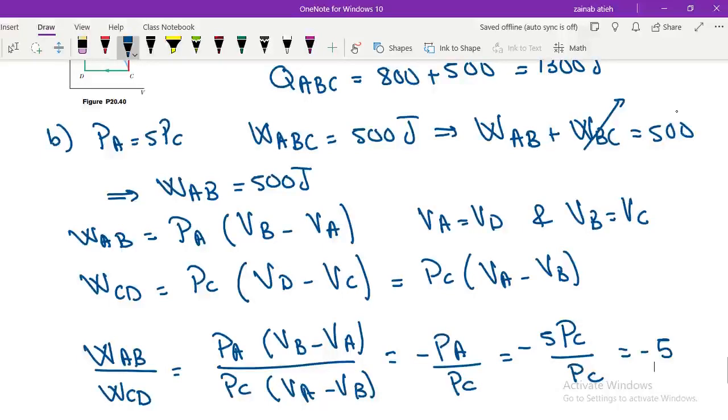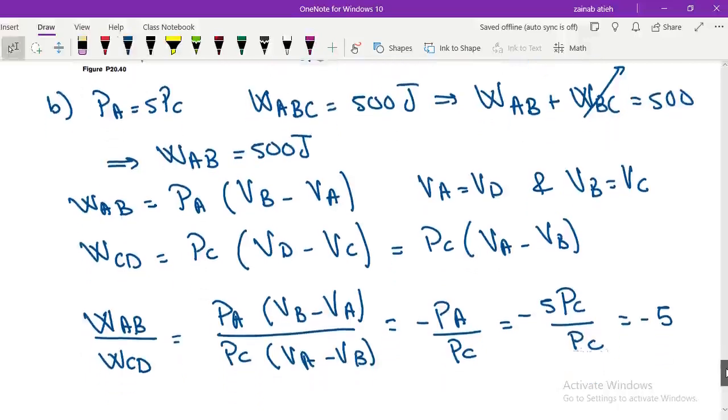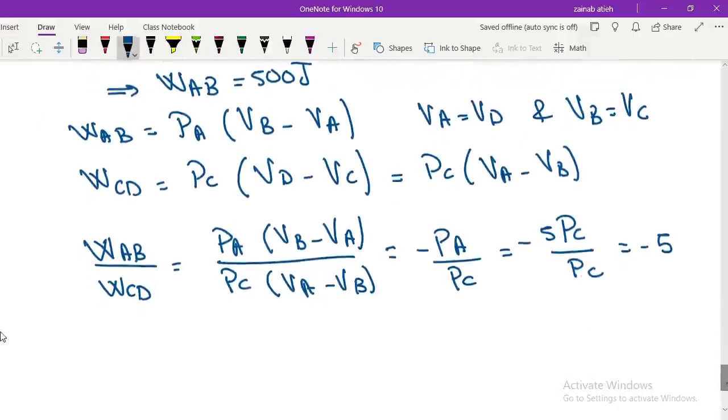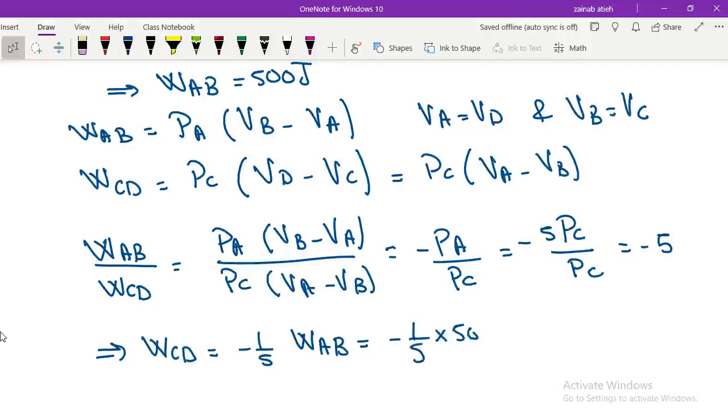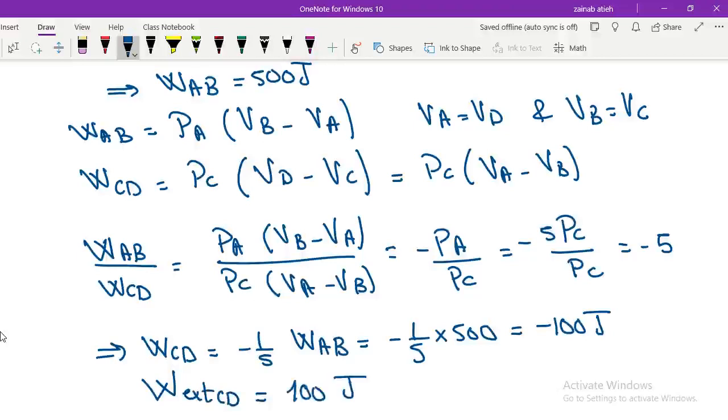So actually the work of AB is equal to minus 5 times the work of CD. Remember, we are searching for the work of CD, so this implies the work of CD is equal to minus 1 over 5 times the work of AB. Work of AB was found to be 500, so minus 1 over 5 times 500, which is equal to minus 100 joule. This is the work done by the gas. If he's asking for the work done on the gas, so external, it's equal to 100 joule. And this is the answer.